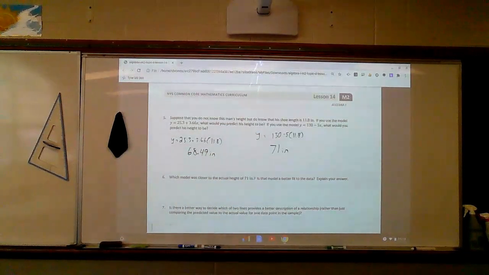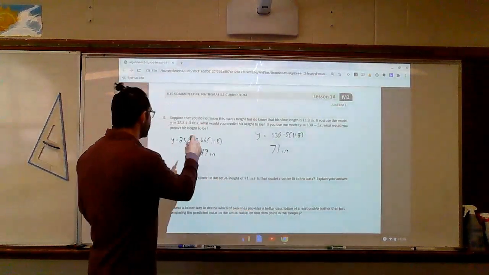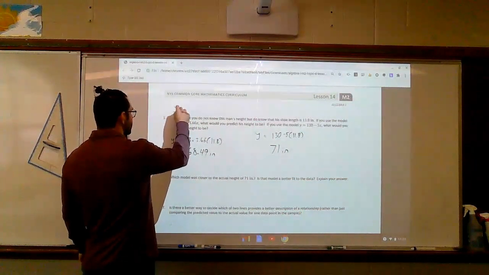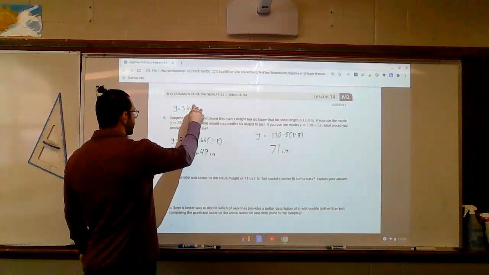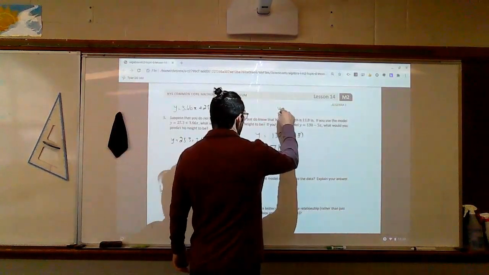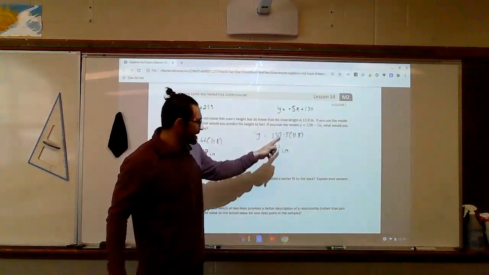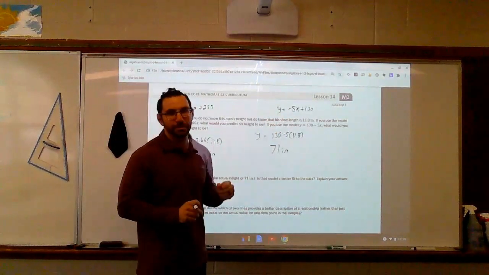Is that model a better fit for the data? Why or why not? So this is a tough question. Notice these are actually slope-intercept form. Even though the x is not closest, I want it to be close. So y equals 3 and 66/100 x plus 25 and 3/10. Y equals negative 5x plus 130. Why is this, even though it gave me 71, not the better choice?